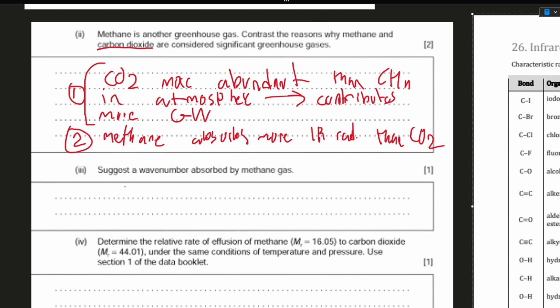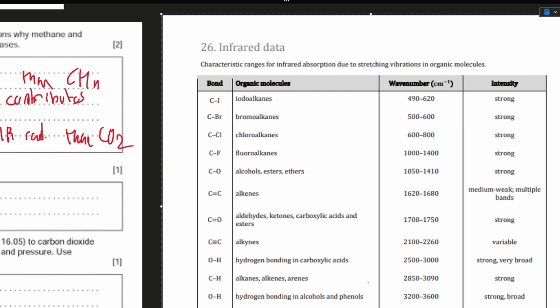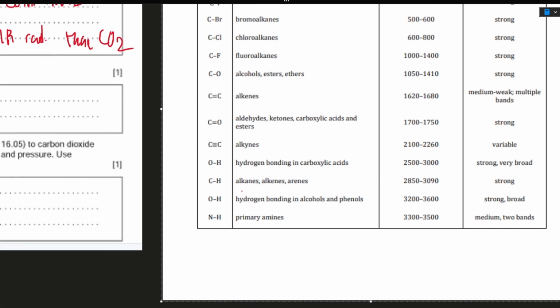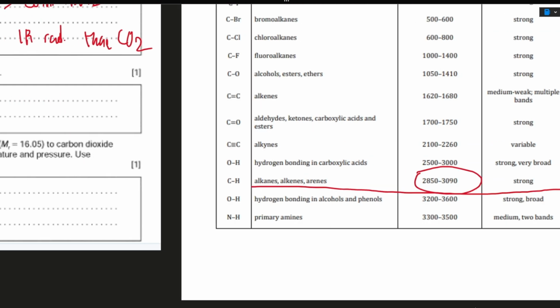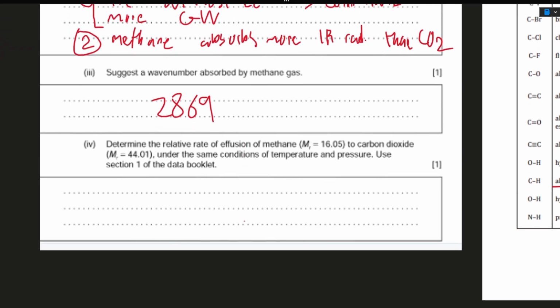And moving on to part 3, it says suggest a wave number absorbed by methane gas. This should be a free mark. It's given to us in the data booklet. You can just go down to the type of organic molecule methane is, which is an alkane, and we can say basically any number between this criteria. So I'll just go with 2,869. Seems like the most mature number to put.